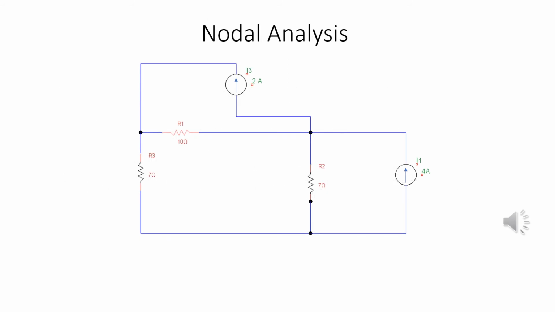This is the following circuit that we'll be conducting nodal analysis on. There are three resistances displayed on the circuit: R1, which is 10 ohms, and R2 and R3, which are both 7 ohms respectively. There are two current sources, I1, which is 4 amps, and I3, which is 2 amps. Using the matrix method, we will be solving the unknown voltages on this circuit.